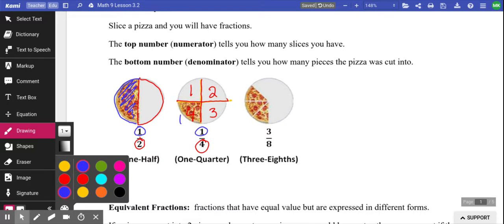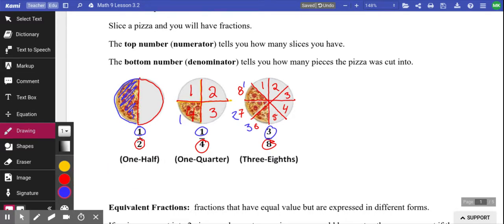The third pizza has been broken up into 8ths. Like this. Right? 8ths. 1, 2, 3, 4, 5, 6, 7, 8. So 8 would go on the bottom. And you have 3 pieces. 1, 2, 3. That's why 3 went on the top. That's all fractions are representing: how many pieces of a whole that you have.